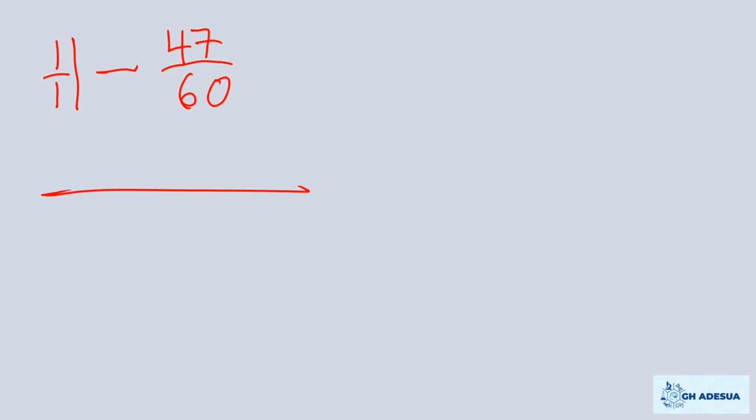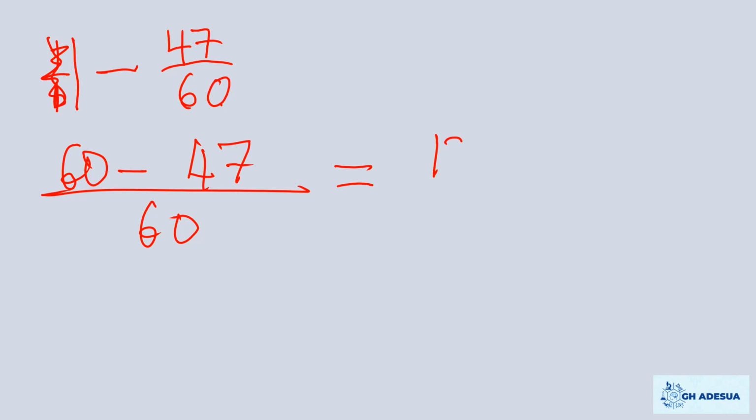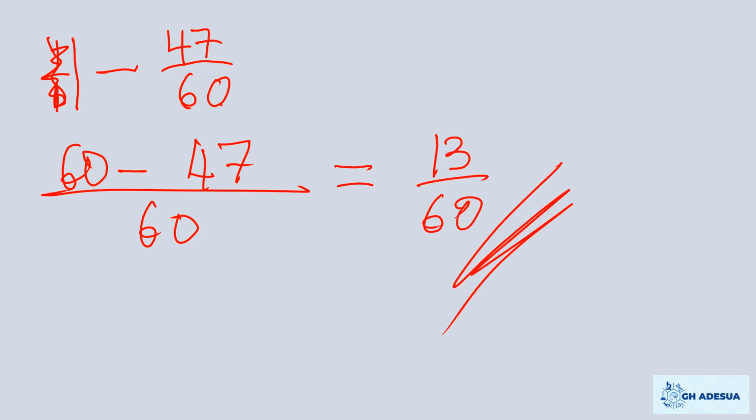So we have 1 minus 47 over 60. Now I've told you that this 1 is the same as 1 over 1. So the LCM is 60. This 1, the denominator goes into 60, that's 60, times the numerator of 1, that will make it 60. 60 will go into 60, 1 times 47 is 47. 60 minus 47 is 13 over 60. That is the same answer we got for the other one.